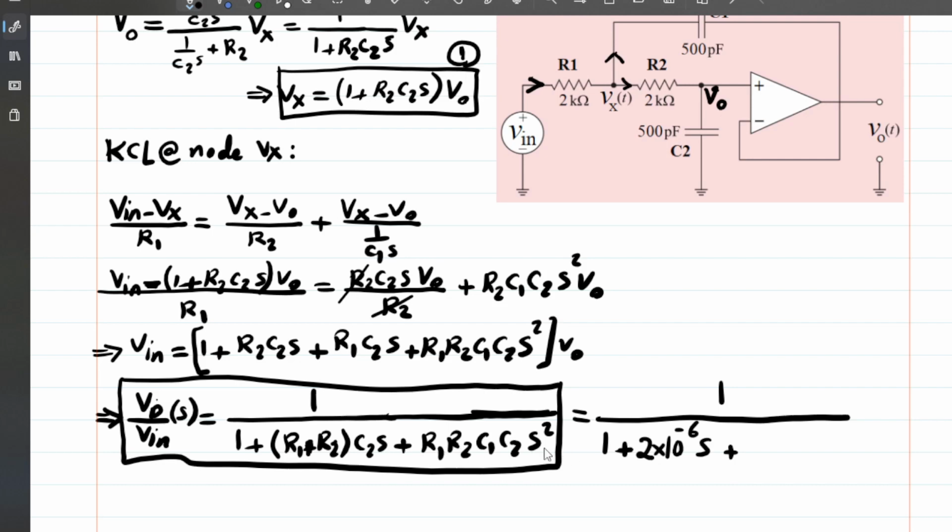Plus 2 times 2, 4K times 4K, we have 4 meg, and then C1 0.5, so it's 1 over 4 times 4 cancel out, so you have 10 to the 6 from resistors, and then 10 to the negative 18 from two caps multiplied. That leaves you with 10 to the negative 12, and that's s squared. So that's our transfer function for the given example here.